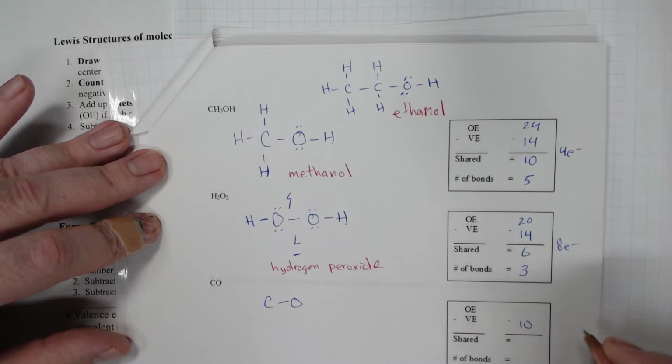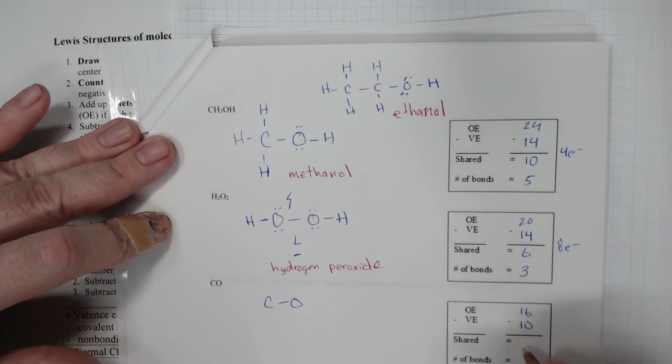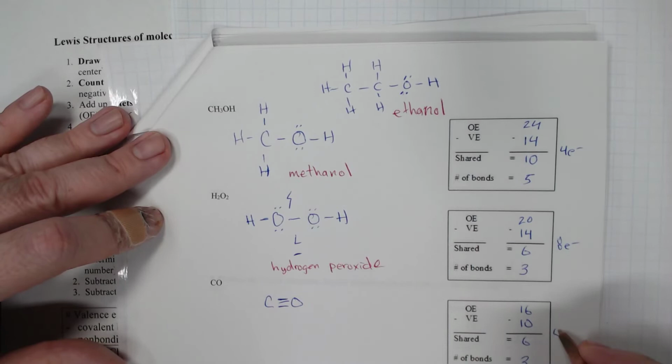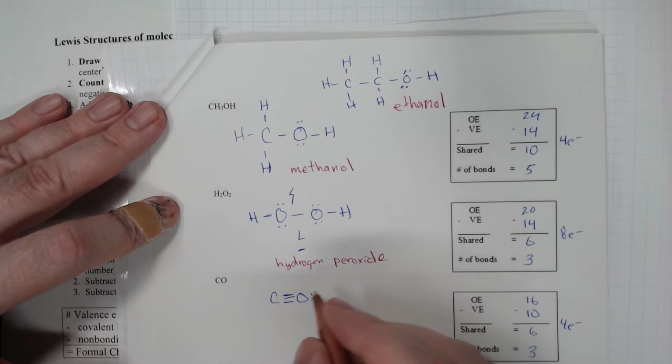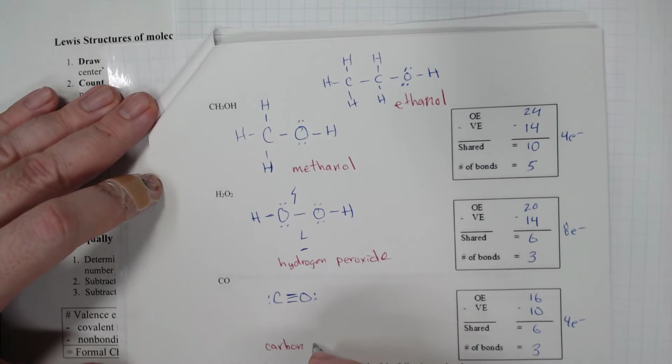For octet electrons, if carbon could have eight and oxygen could have eight, that would be 16. 16 minus 10, that gives us six shared and three bonds. Well, clearly there's only one place to put those three bonds, and that's between the carbon and the oxygen. And you'll notice that we've got four electrons remaining as lone pair electrons. So we're going to put two of those electrons onto the oxygen and two of those electrons onto the carbon. And this is our valid Lewis structure for carbon monoxide.